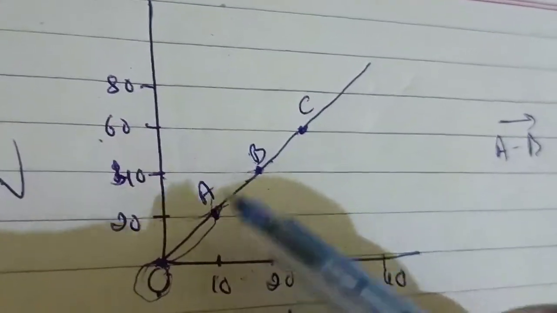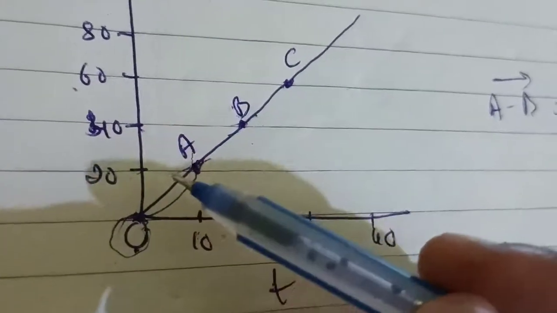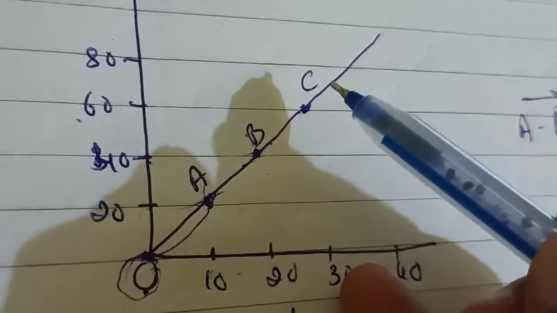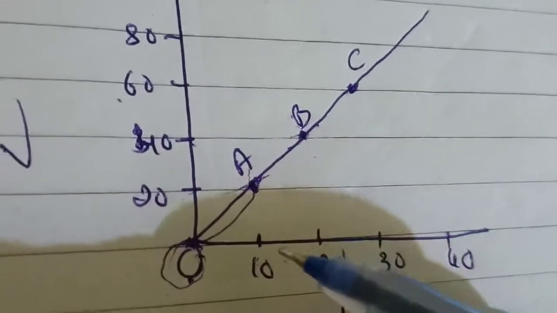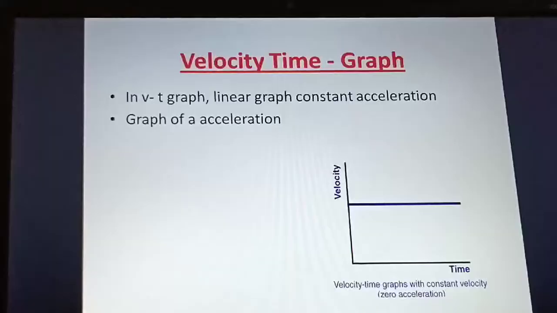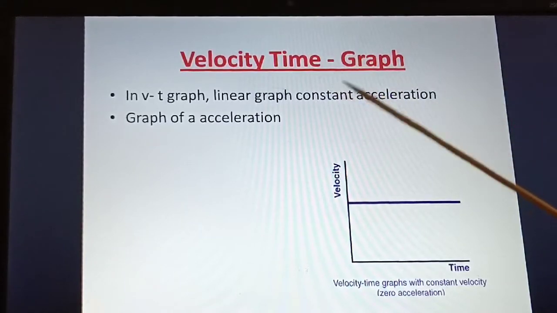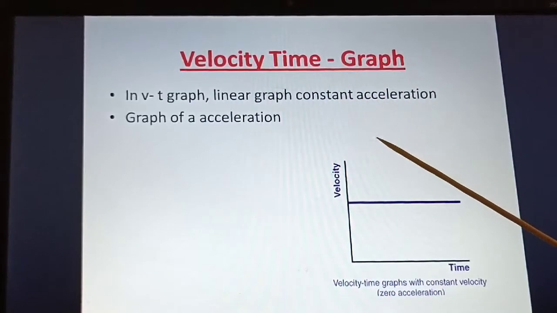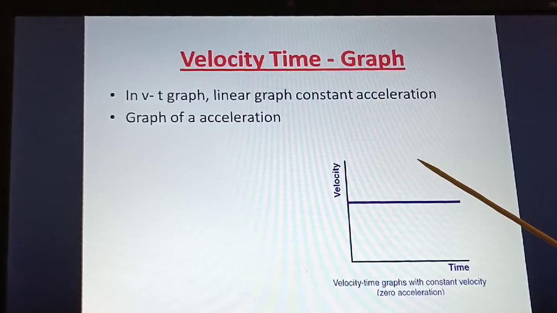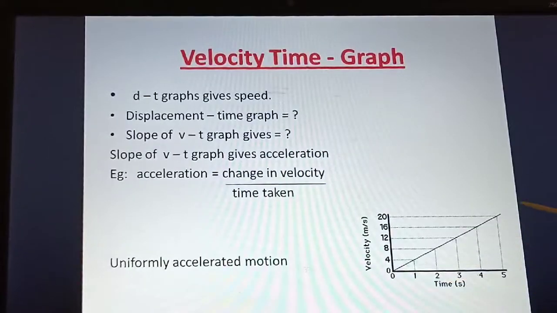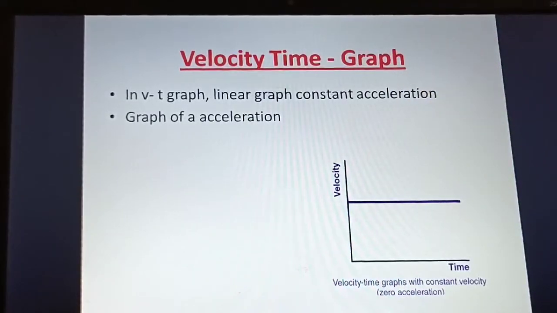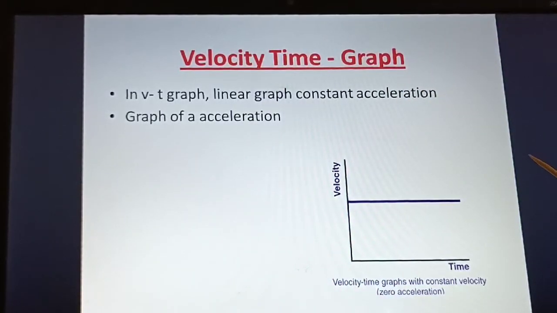Now if you see the graph here, you can see it is uniform, isn't it? It is not a uniform motion, but the graph tells you the uniform acceleration. Next, this is also a velocity time graph. In a velocity time graph, a linear graph means constant acceleration. The previous one you had seen was a linear graph, that is uniform acceleration, so it is a constant acceleration.